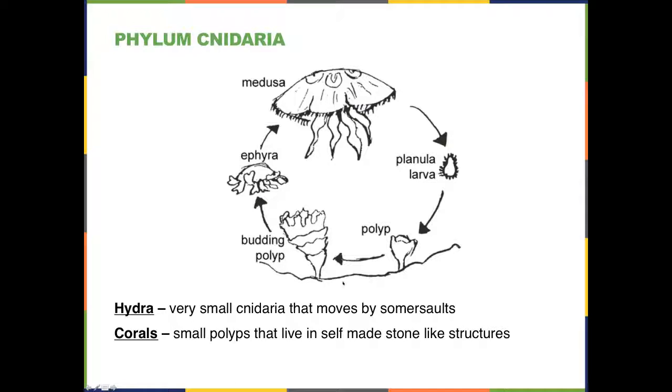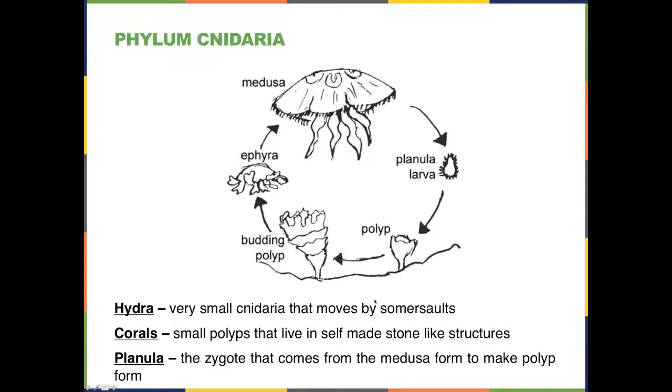Corals are made of small polyps. These small polyps make a stone-like structure that builds up and makes what's known as coral. And if these polyp Cnidaria are destroyed, then the coral, as it says, is at risk. As I said, the planula here is a zygote, which, if you'll remember, is the union of an egg and a sperm. It comes from the medusa form and makes a polyp form.